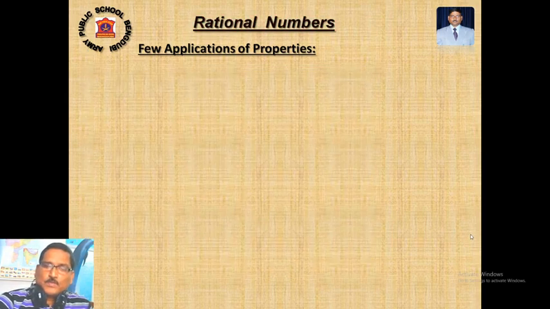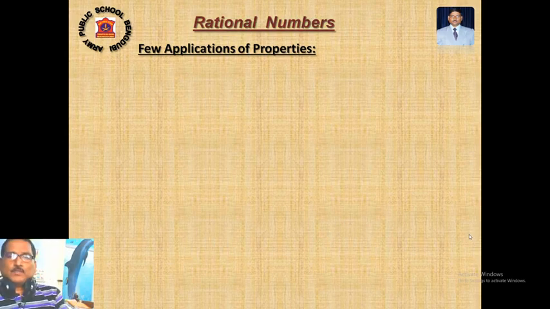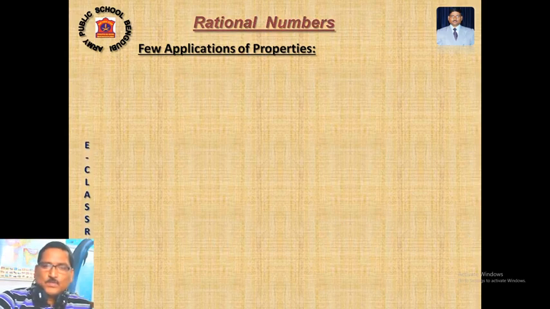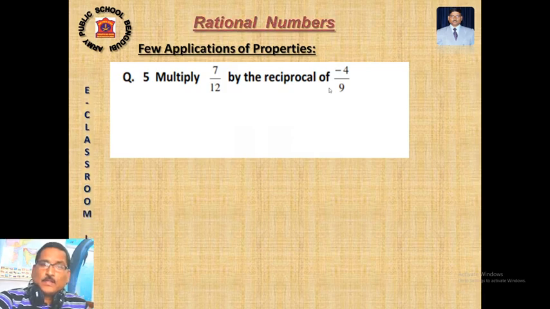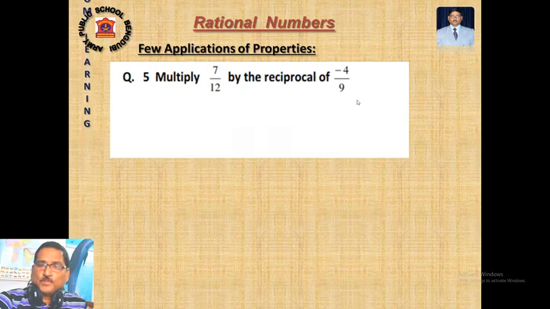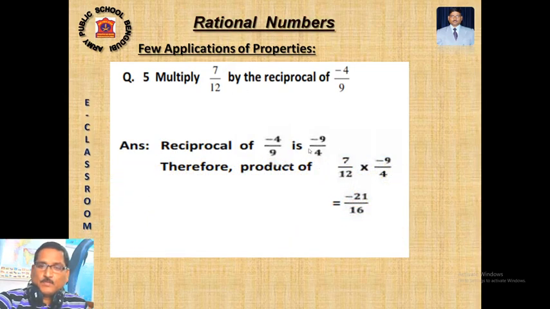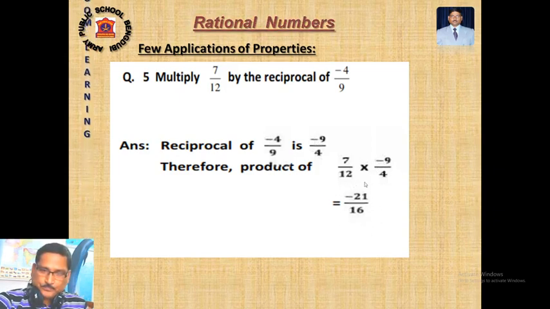Okay, so you can perform some activity also. It is given in your textbook. We'll do it. Multiply by the reciprocal of this. First of all, you have to find the reciprocal. Reciprocal and multiplicative inverse are the same. Just reverse the position of the numerator and denominator, but the sign will always be with the numerator. So minus 4 by 9, its reciprocal will be minus 9 by 4. After that, you have to multiply by 7 by 12. 7 by 12 into minus 9 by 4, and we are getting minus 21 by 16.